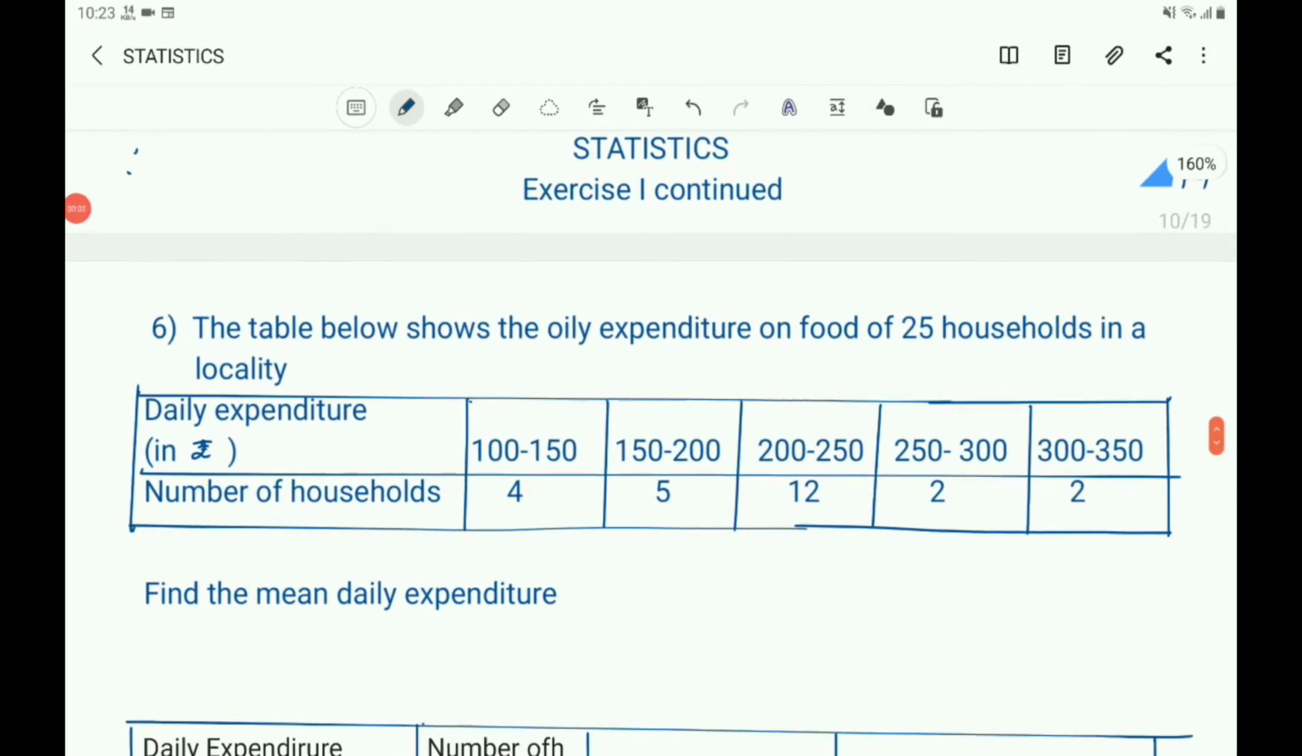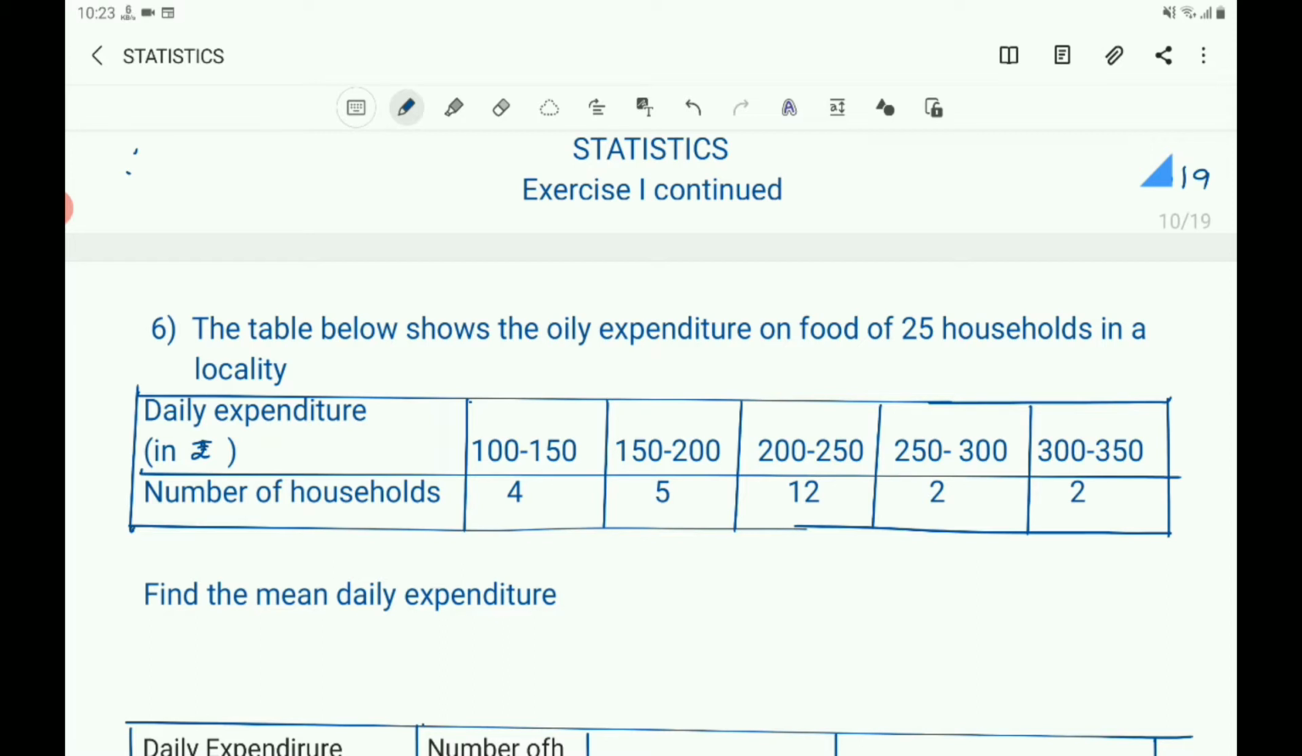Children, it is a continuation of the chapter Statistics. Now let us continue the exercise 1 of that chapter. This is the first exercise of the chapter. The sixth question. The table below shows the daily expenditure on food of 25 households in a locality.